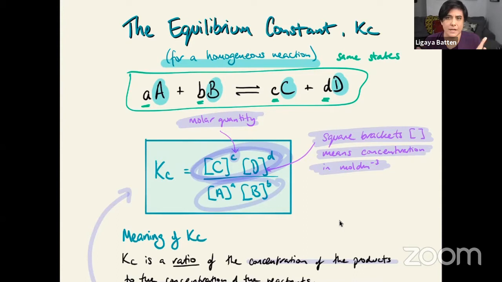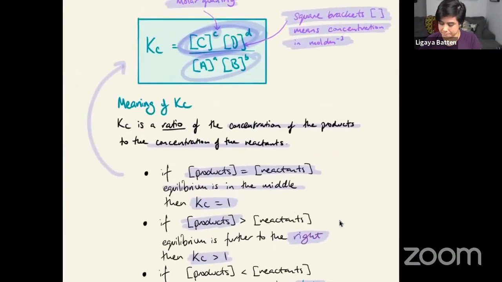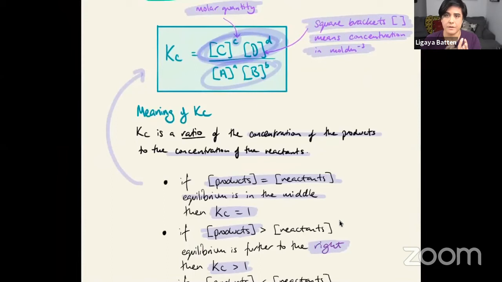So what does this mean? Maybe you can easily write this equation, you just put the products and the reactants together, but what does Kc actually mean? So as I've already mentioned, Kc is a ratio of the concentration of products to the concentration of reactants. Why is this interesting or important when we're looking at equilibrium reactions? Well, it gives us an idea of how far to the right or the left the equilibrium has been shifted, or where it is balanced, basically.